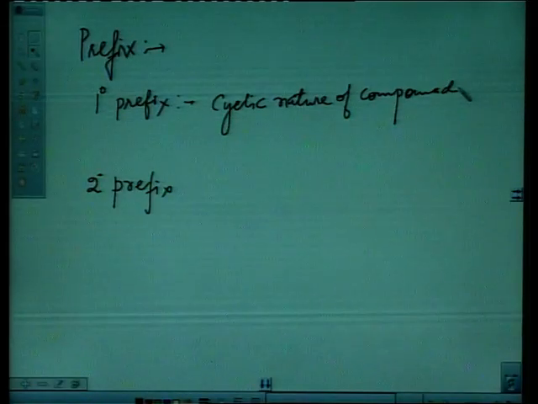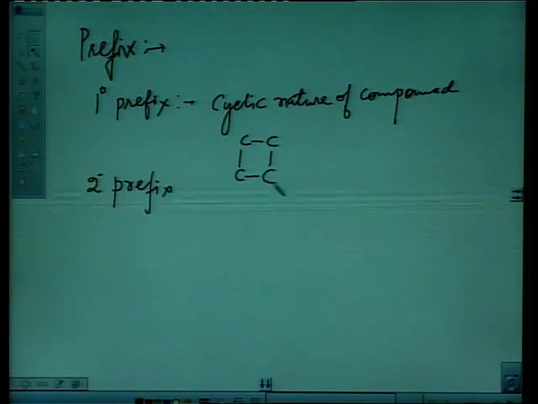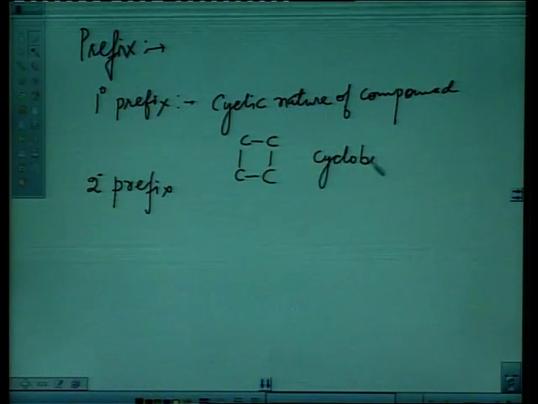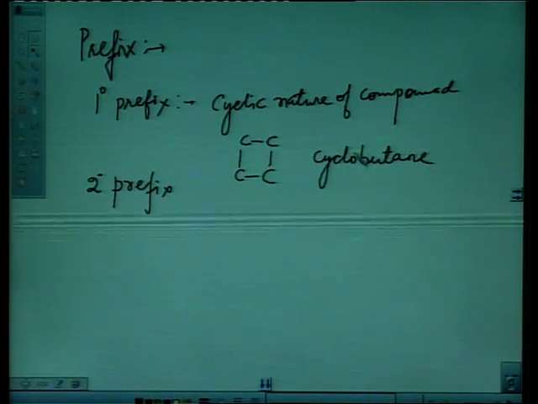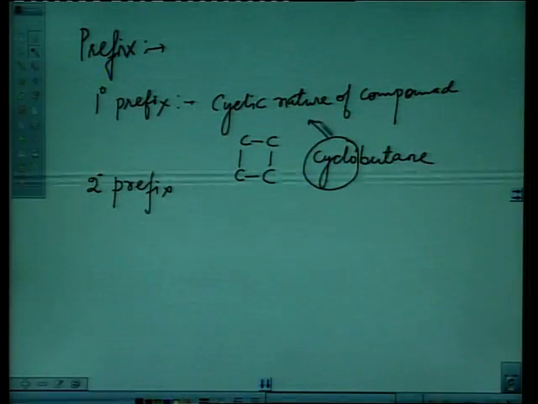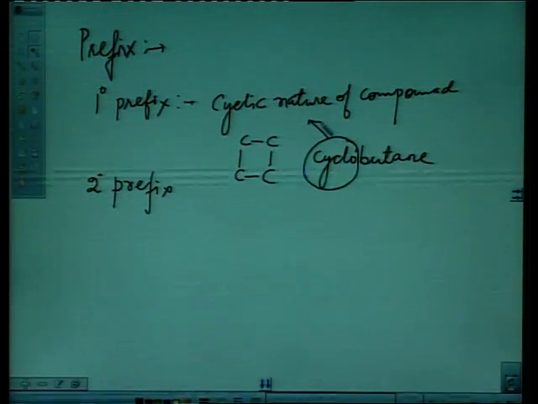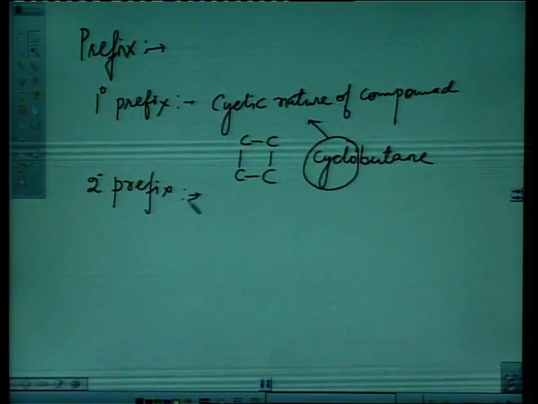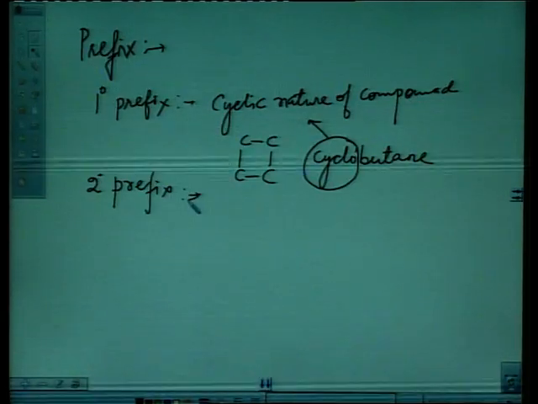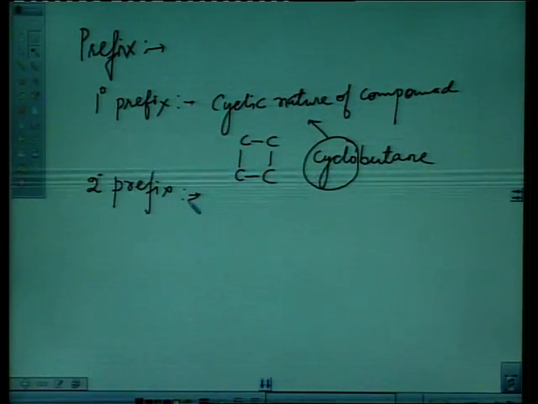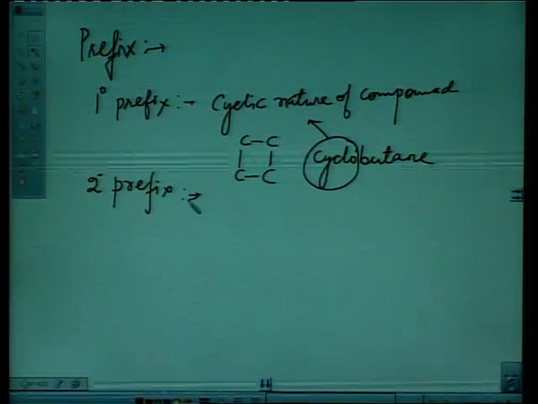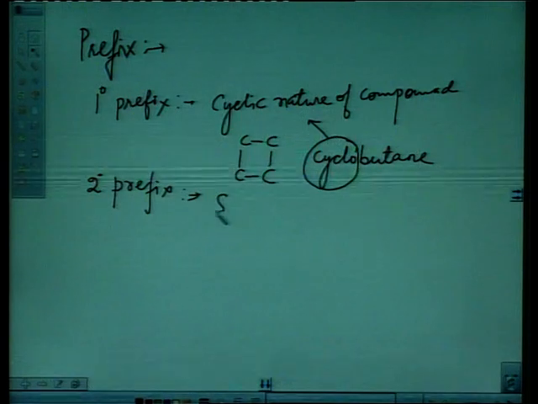For example, if the compound is cyclic in nature, so there are 4 carbons and that makes a ring, this is called cyclobutane. So here cyclo is a primary prefix. And the secondary prefix denotes the side chain or substituent groups in alphabetical order. It tells about the substituents.